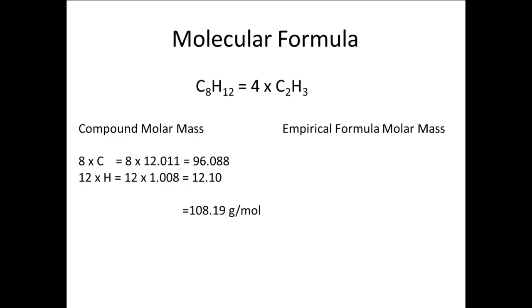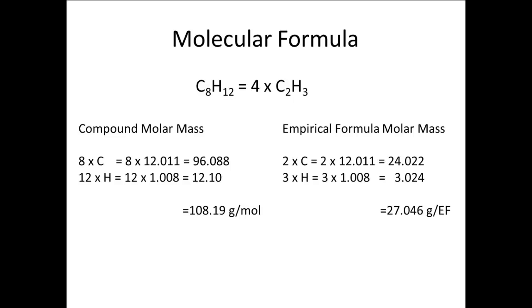The empirical formula molar mass is 2 times carbon, or 2 times 12.011, which is 24.022, 3 times hydrogen, which is 3 times 1.008, or 3.024, and we add them to get 27.046 grams per empirical formula. When we multiply the empirical formula molar mass by the same 4 as in the formulas, we get 108.184, which is essentially the same as the molar mass of the compound.